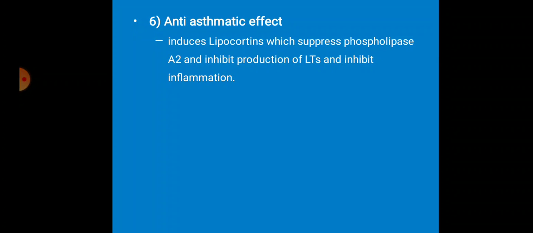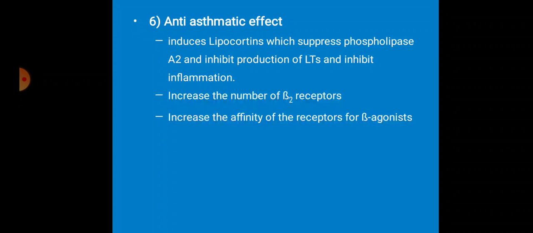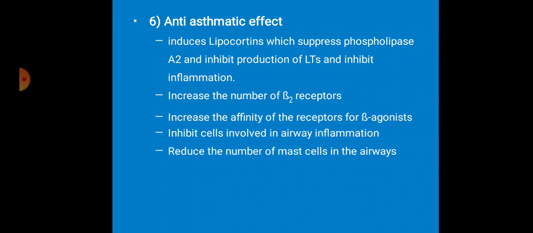So the increased production of lipocortins will decrease the production of leukotrienes, and that will reduce the frequency of asthmatic attack. It increases the number of beta-2 receptors in the bronchial smooth muscles, and also improves the sensitivity of these receptors to beta agonists or any of the endogenous catecholamines, and improves the bronchodilatory action of beta-2 receptor agonists as well as catecholamines. And it also inhibits the cells involved in airway inflammation, reduces the number of mast cells in the airways, and inhibits plasma exudation as well as mucus secretion, which are again complications associated with the asthmatic attack.